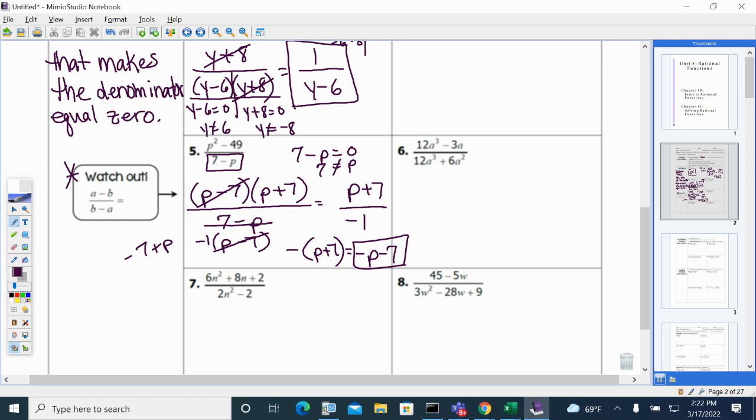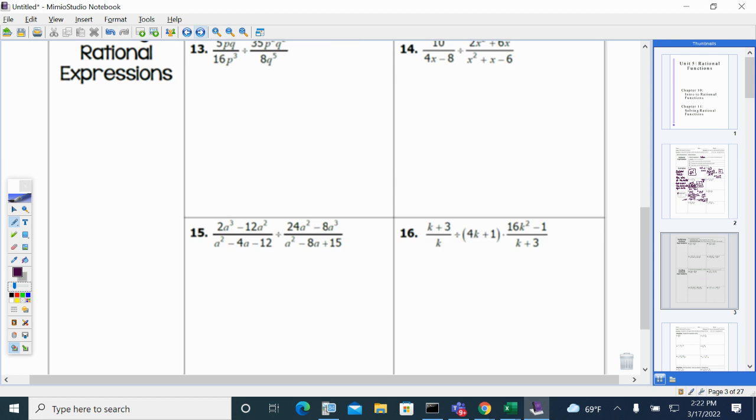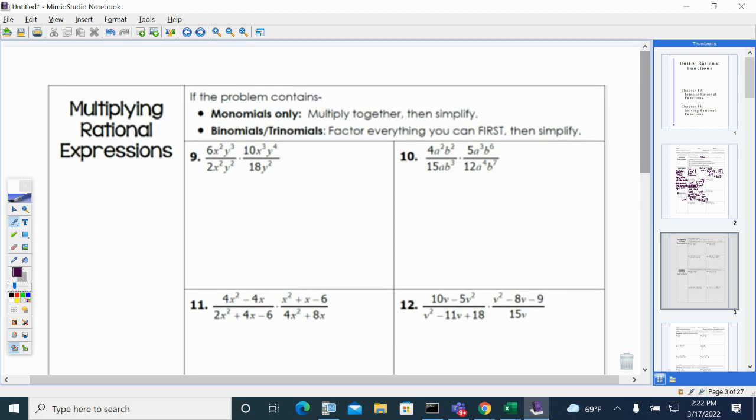Let's jump to number 9. So in this section, we are multiplying rational expressions. If the problem contains monomials only, you want to multiply together, then simplify. If it contains binomials and trinomials, what you need to do is factor everything you can first, then simplify. So I'm going to look at example number 9 exactly the way that says. So I'm going to multiply together and then simplify.